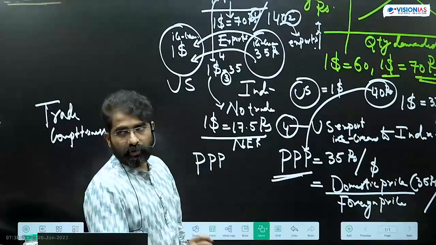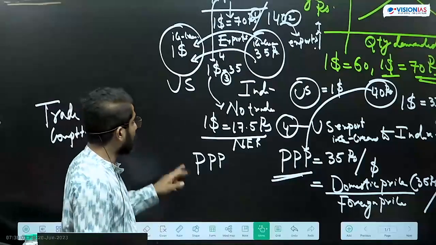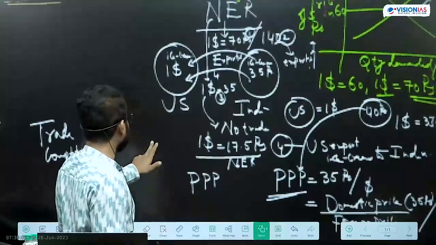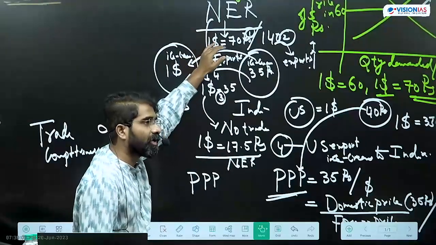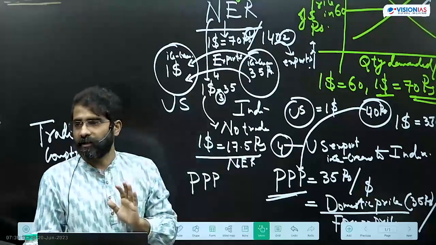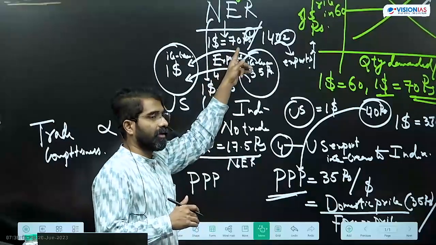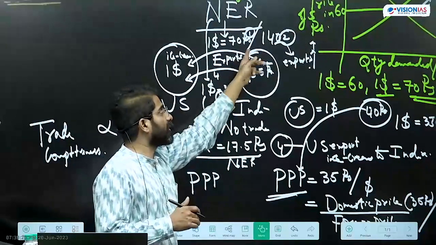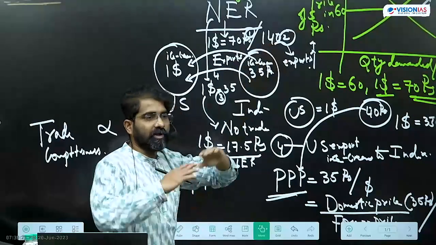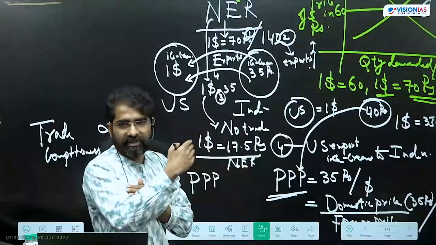Now, trade competitiveness of India, is it directly proportional to the nominal exchange rate or is it inversely proportional? Directly proportional. Why? Because when $1 is 70, they were buying 2 ice creams. But when $1 became 140, that means the nominal exchange rate increased. $1 became 140. That is direct, it is increased.